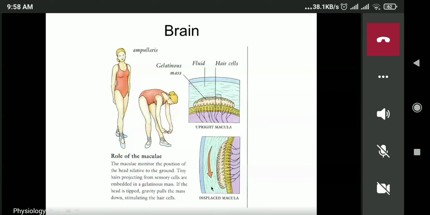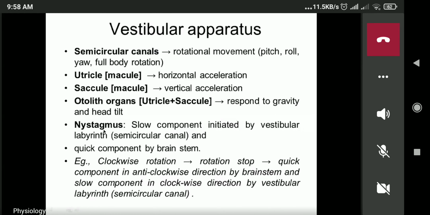Now, what is nystagmus? Nystagmus means jerky movement of the eyes. Nystagmus has two components. One is the slow component, which is initiated by the vestibular labyrinth, that is the semicircular canal, and the other is the quick component. The quick component of the nystagmus is initiated by the brainstem.